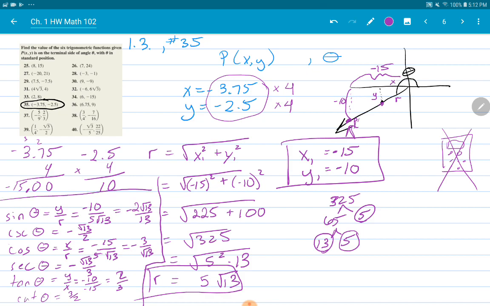So it's kind of squished down there, but the tricky part of this problem is finding that similar triangle x, y, and r.